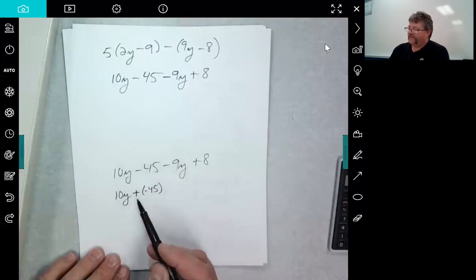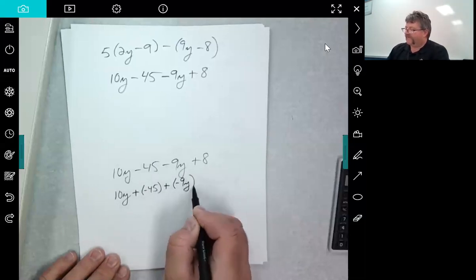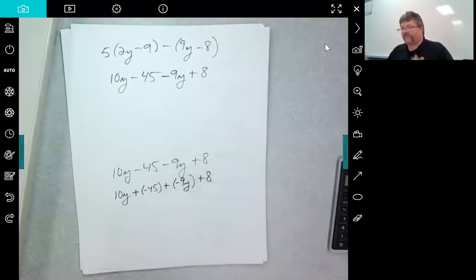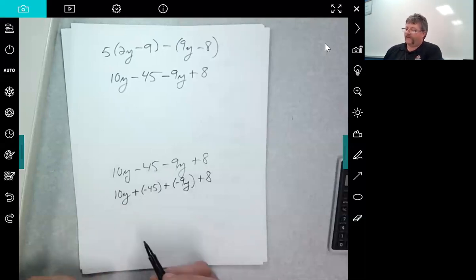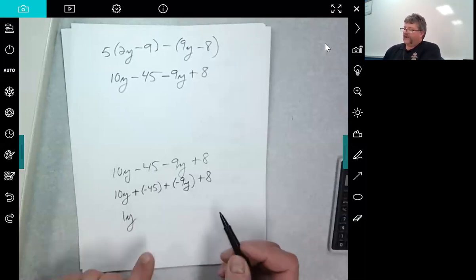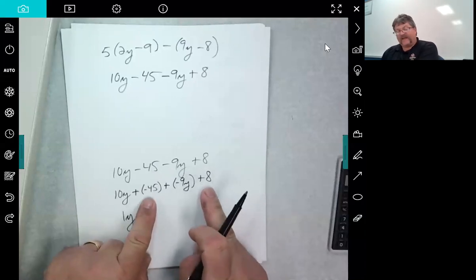So I'm going to change that minus to plus, and that 45 to negative 45. I'm going to change that minus to plus, and that 9y to negative 9y. Now I truly have an addition problem. Commutative property, I can do whatever I want. I can shuffle stuff around. I can move it around either physically or mentally, but I can now see these y's are now added together. A 10y plus a negative 9y is going to give me a positive 1y. And a negative 45 plus an 8 is going to give me a negative 37.